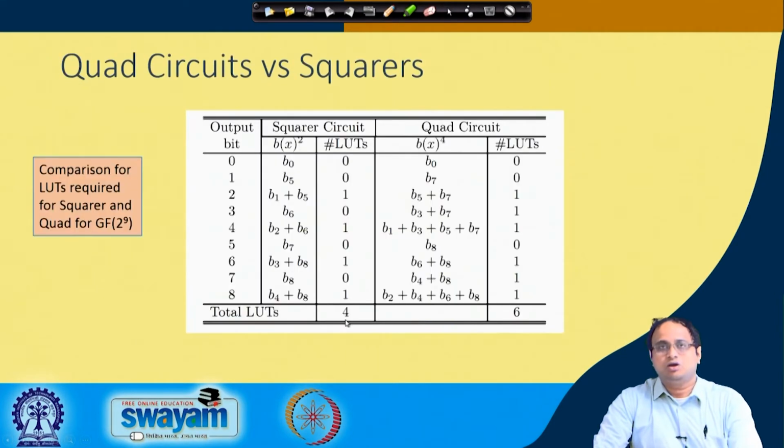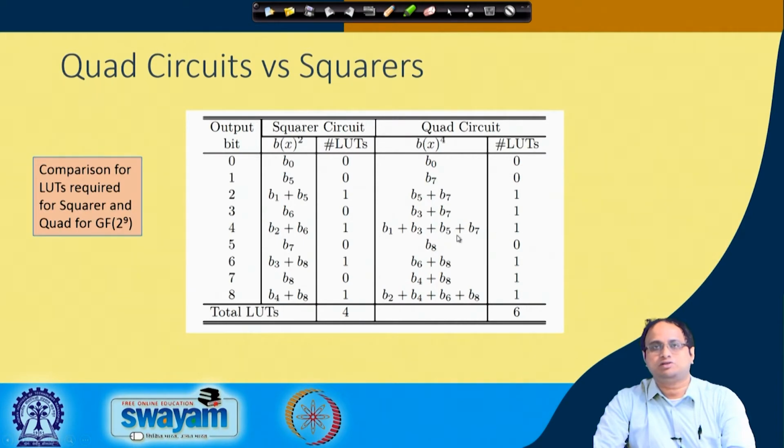Okay. On the other hand, for the quad circuit, you will see that you still have got one lookup table, but even for this value like B1 plus B3 plus B5 plus B7, where you are doing more computation, you are still using one lookup table. Okay. So, here at the end you are using 6 lookup tables.